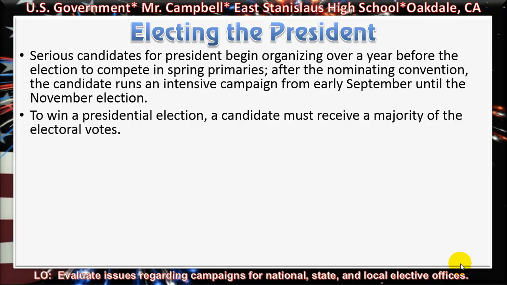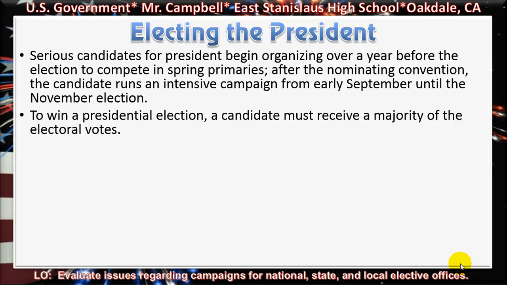California has, in recent years, been a blue state. And as a result, the candidates really don't spend very much time campaigning in California. It's seen as being a lost cause, or a waste of time.